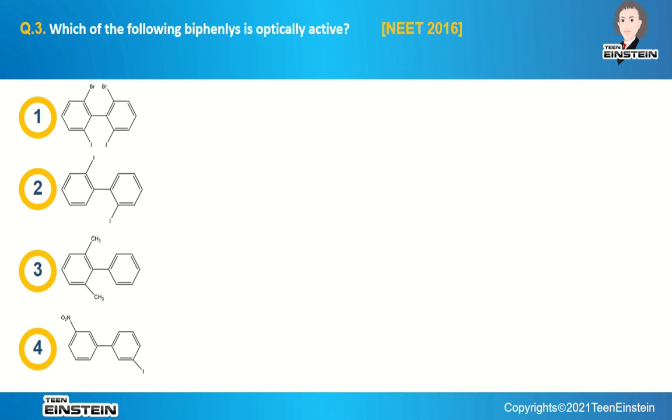Which of the following biphenyls is optically active? So the structure of a biphenyl compound is like this. The biphenyl compound which will not have a plane of symmetry will be optically active. Due to steric hindrance caused by the ortho substituents, these positions are ortho. The two rings will not be planar and will not have a plane of symmetry, and will be optically active. Now let us discuss each compound in the question and check if they are optically active or not.